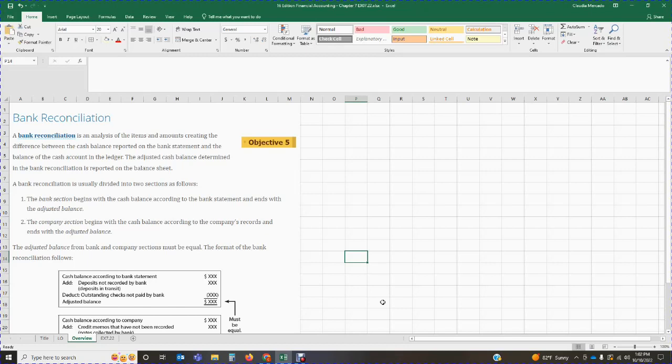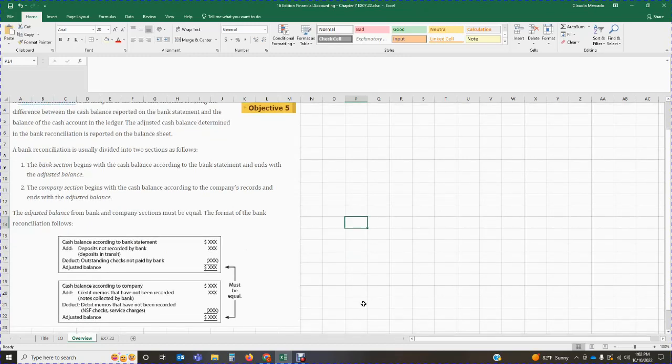Okay, so a bank reconciliation is divided into two sections. We have a bank section and a company section. Okay, so the bank section begins with the cash balance according to the bank statement and ends with the adjusted balance. The company section begins with the cash balance according to the company's records and ends with the adjusted balance. Okay, and basically the adjusted balance from the bank and company sections must be equal.